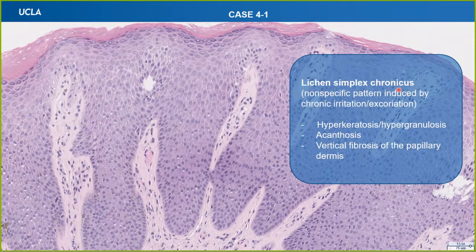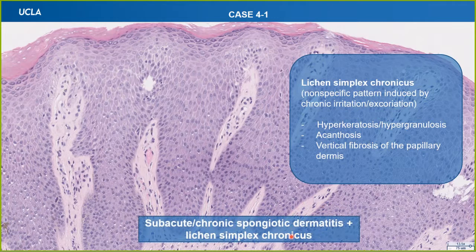And this may be observed clinically as leukoplakia, as the clinician indicated in the clinical history. It is characterized by hyperkeratosis and then hypergranulosis and acanthosis, vertical fibrosis of the papillary dermis. And when you see patterns that are consistent with LSC, then you would want to look for a possible primary cause of why the patient is irritated. So in this case, I make a diagnosis of subacute chronic spongiotic dermatitis with lichen simplex chronicus.